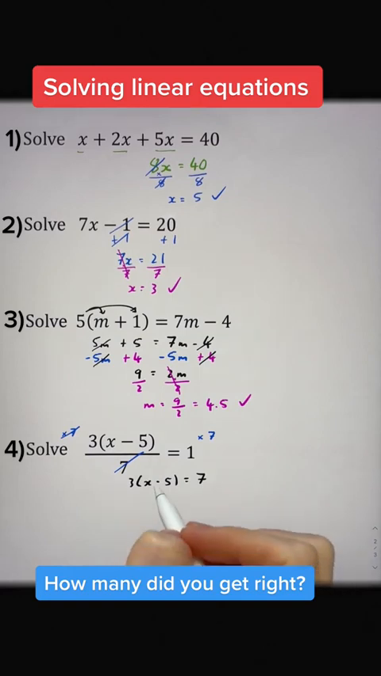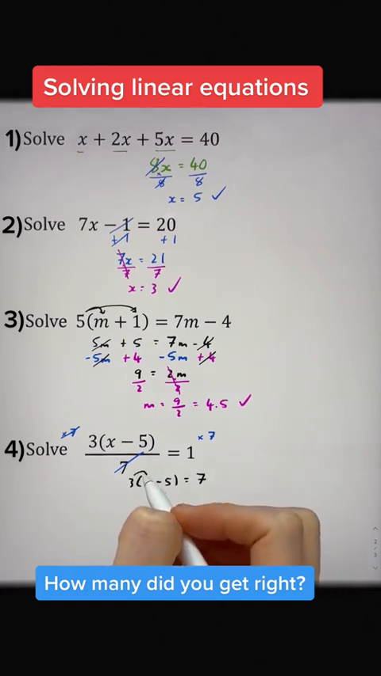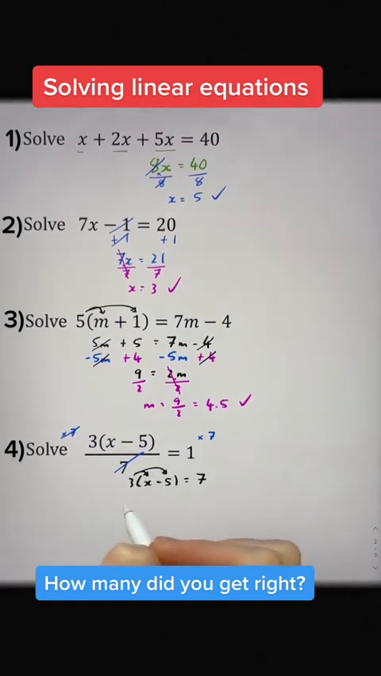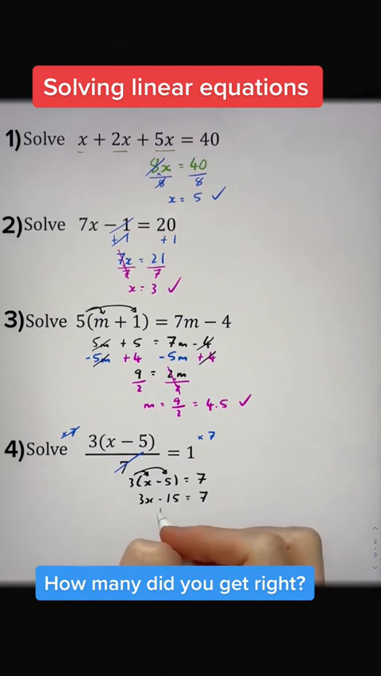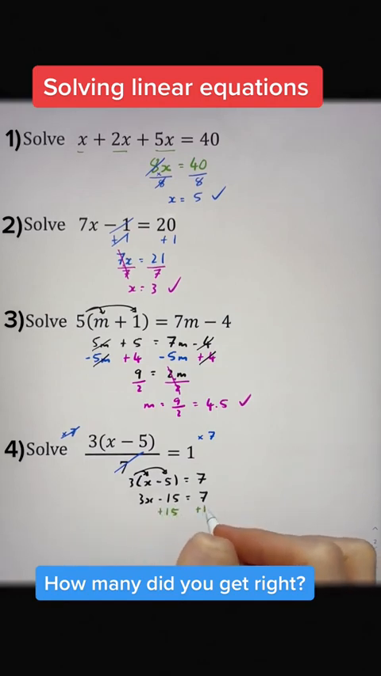Expand the single bracket, whatever's directly outside, I'm going to multiply by each term directly inside. 3 times x will give us 3x, and 3 times negative 5 will give us negative 15, and I've still got the 7 on the right hand side. Solving for x, I want to find x and cover it up. I want to move the negative 15 across to the other side by doing the inverse, by adding 15 to both sides. Negative 15 add 15 cancels to leave us with 3x on the left, and 7 add 15 will give us 22.